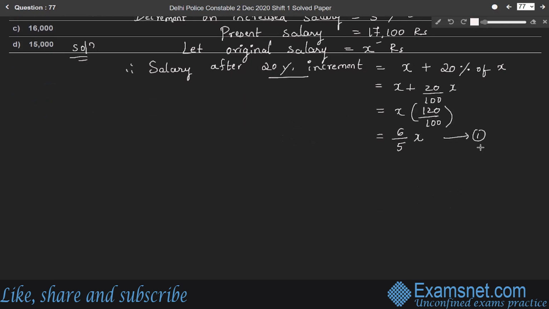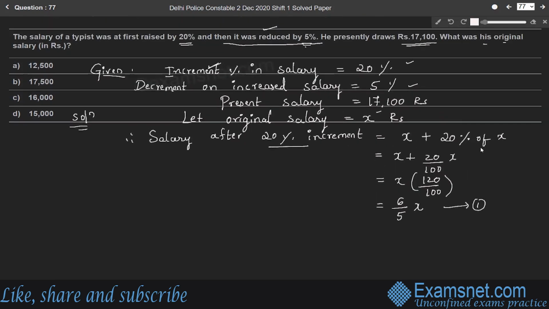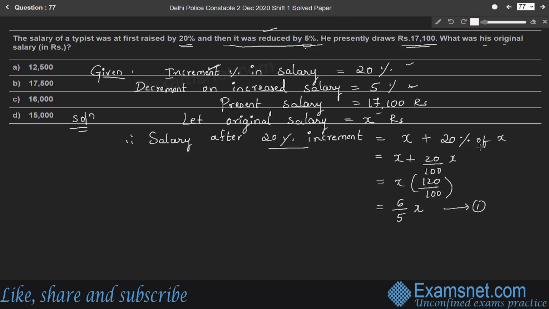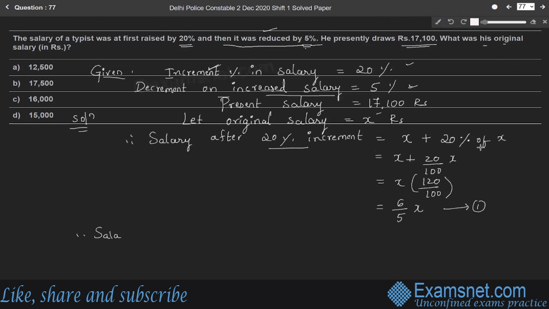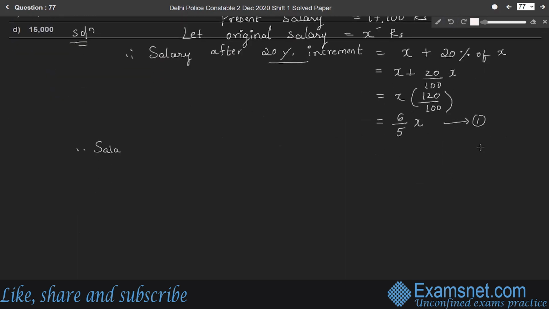So our next step is the decrement of 5% on increment, right? The decrement on increased salary was 5%. Therefore, the salary after decrement of 5% on increment. This decrement is not on the original salary, it is on the increment.